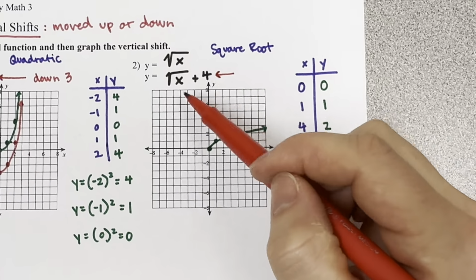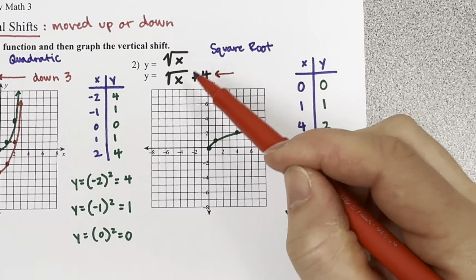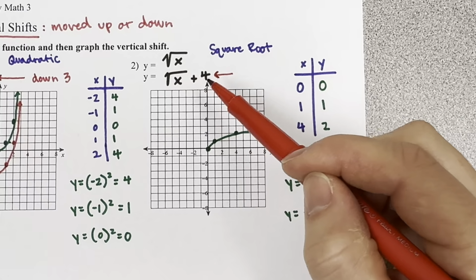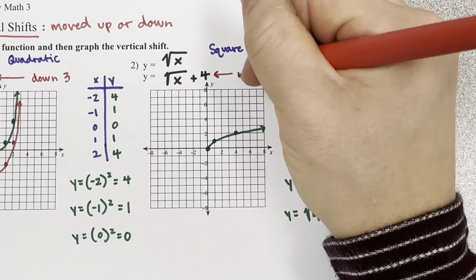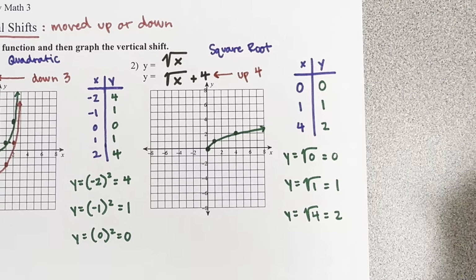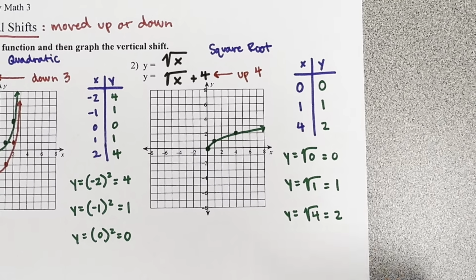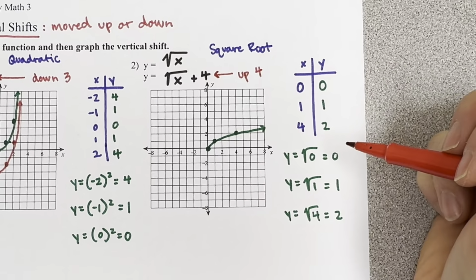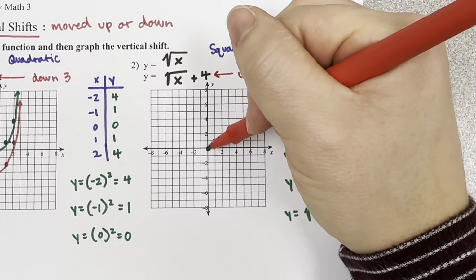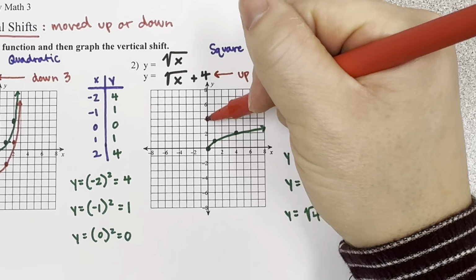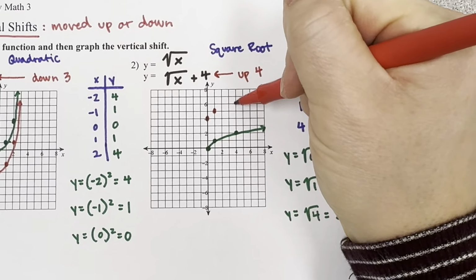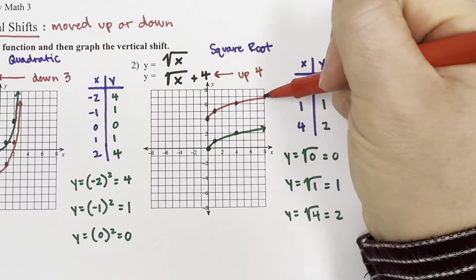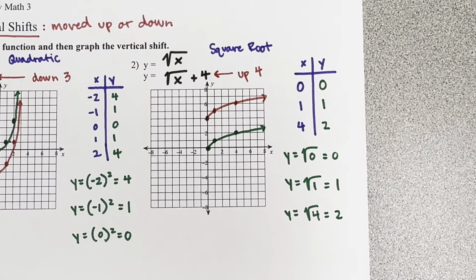Again, this +4 is on the outside, which tells me up or down. Is this going to be up 4, down 4? Well, it's pretty straightforward when it's on the outside. +4 means up 4. So I'm going to take each one of these coordinate points that I already graphed and just move them up 4 spaces. So this guy, 1, 2, 3, 4. This guy, 1, 2, 3, 4. And that guy, 1, 2, 3, 4. And there we go. There's my transformed function that has now been moved up 4 spaces.